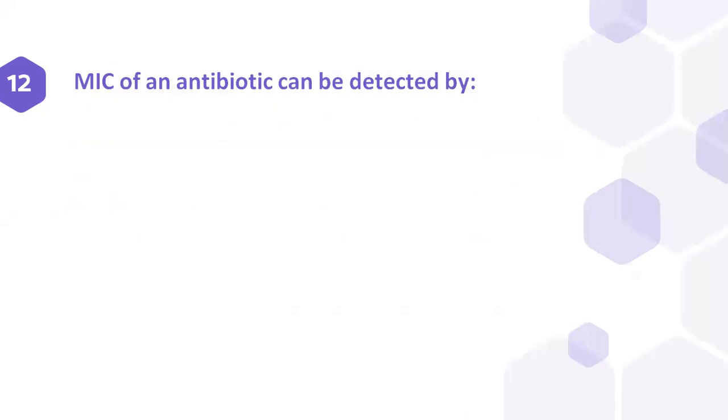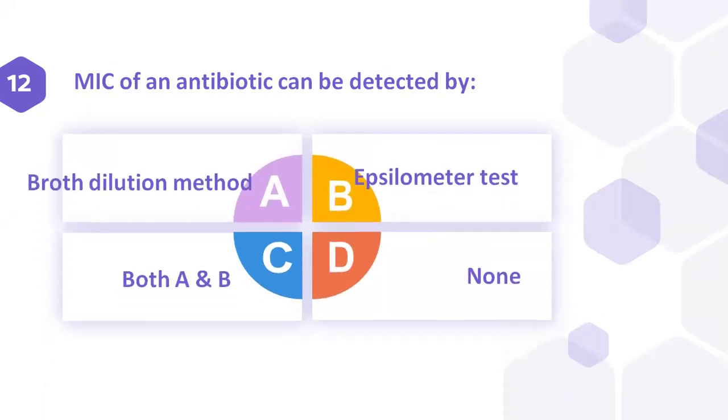Next question. MIC of an antibiotic can be detected by option A, broth dilution method, option B, epsilometer test, option C, both A and B, option D, none. What is MIC? MIC means minimum inhibitory concentration. That is the lowest concentration of the drug at which there is no visible growth.